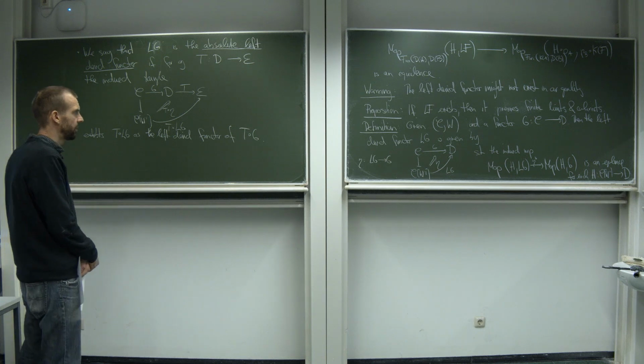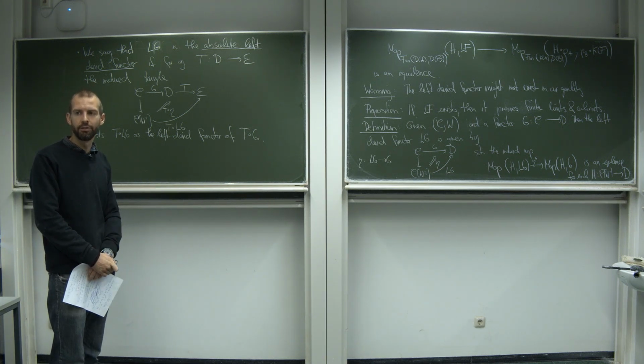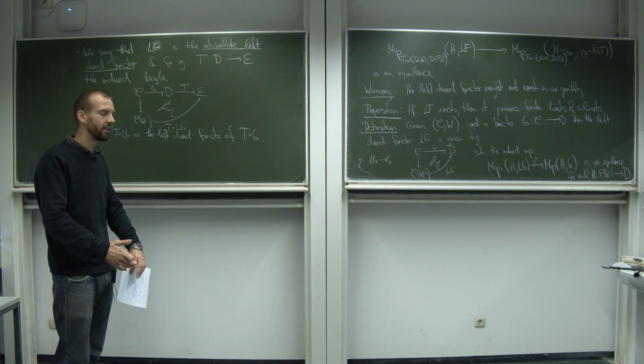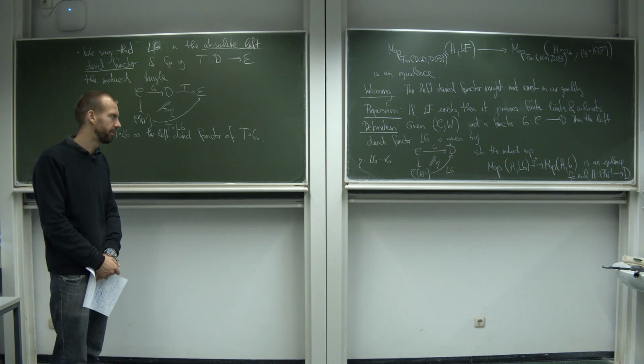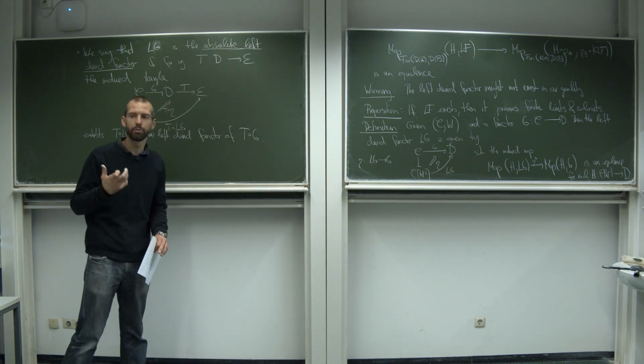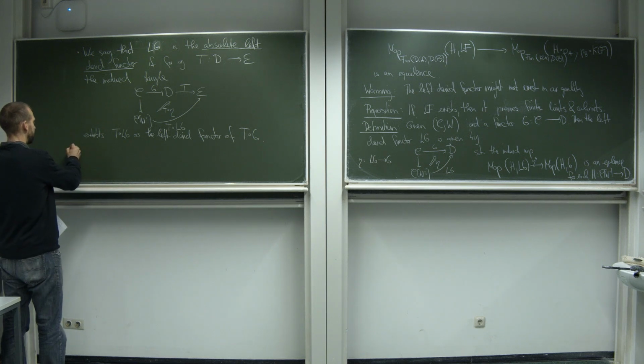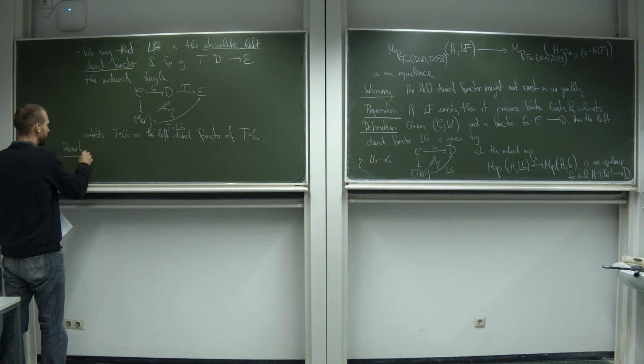And of course, I could repeat my warning. The absolute left derived functor exists way more rarely than the left derived functor. There are a lot of situations, we will see that in a second, where the left derived functor exists, but it's not absolute. And so, let me give you one immediate remark though.